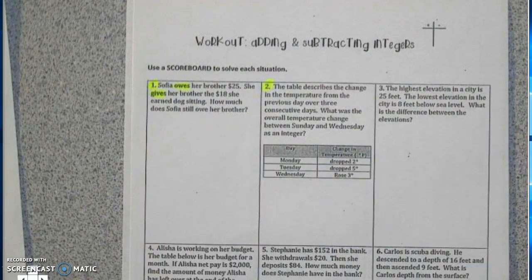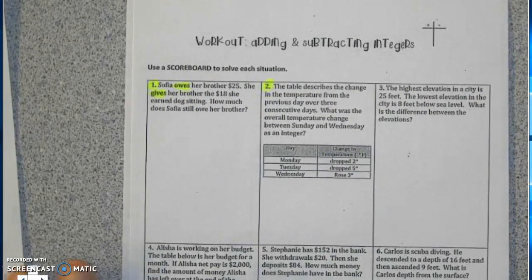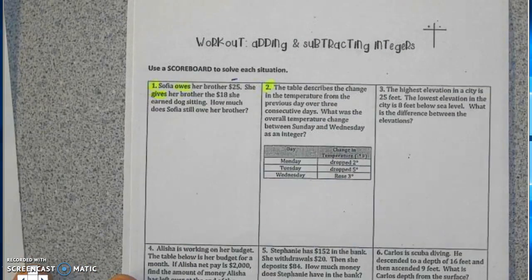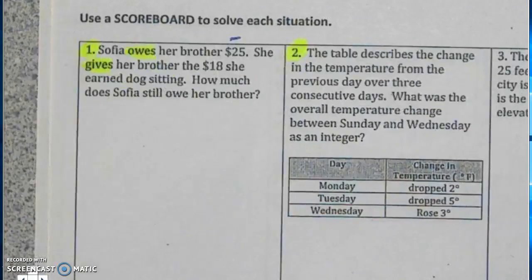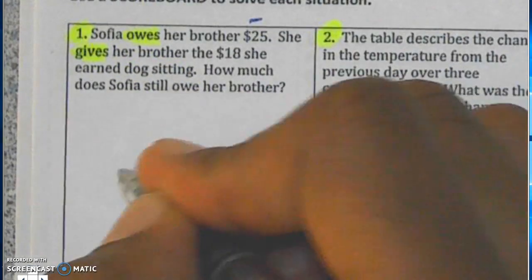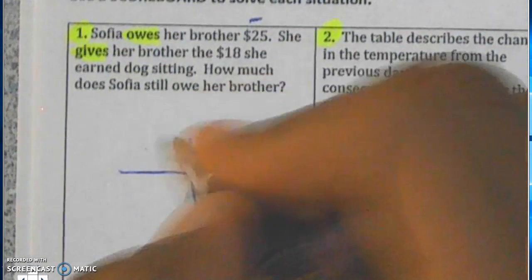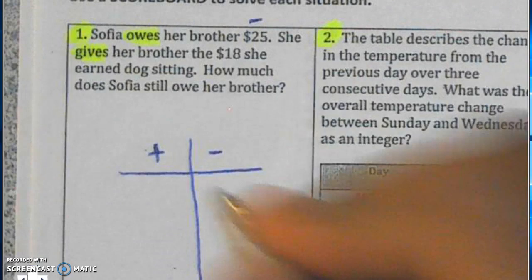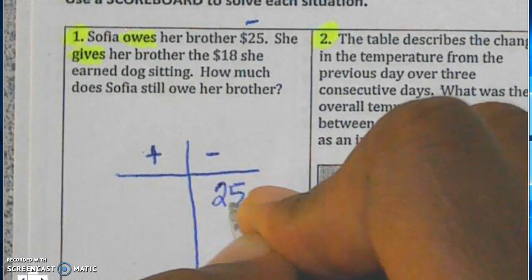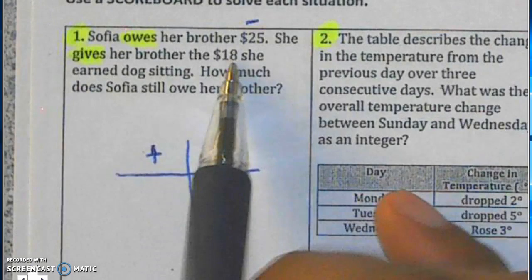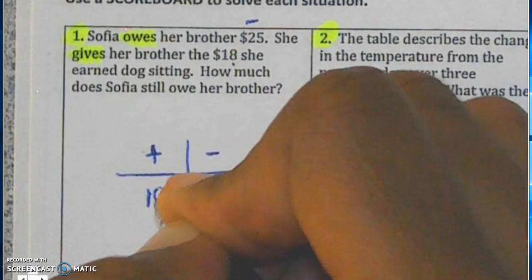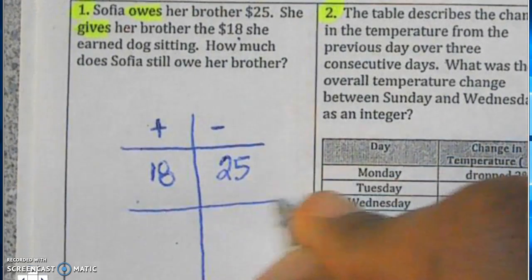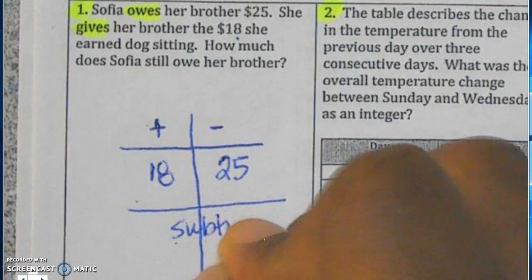So if you owe your brother money, that is a negative. So she owes him $25. That's a negative 25. And then she gives him $18. So that's a positive. So let's start by drawing our scoreboard. Remember, we have positive on the left, negative on the right. Owes him $25, we're going to put 25 on the right. And she gives him $18, that's a positive, it's going to be on the left. Remember, if we have a number on the left and the right, we're going to subtract these two numbers.